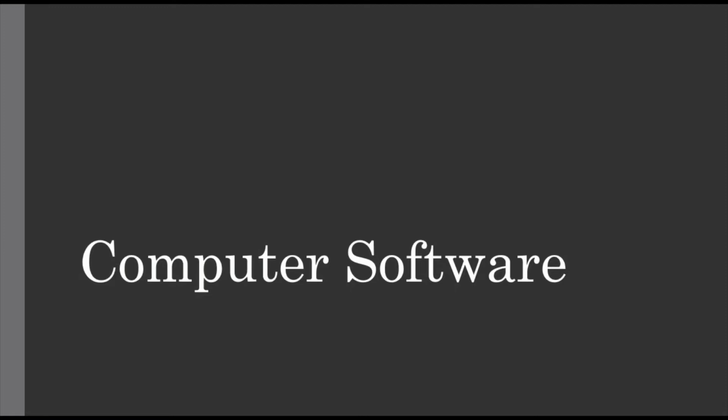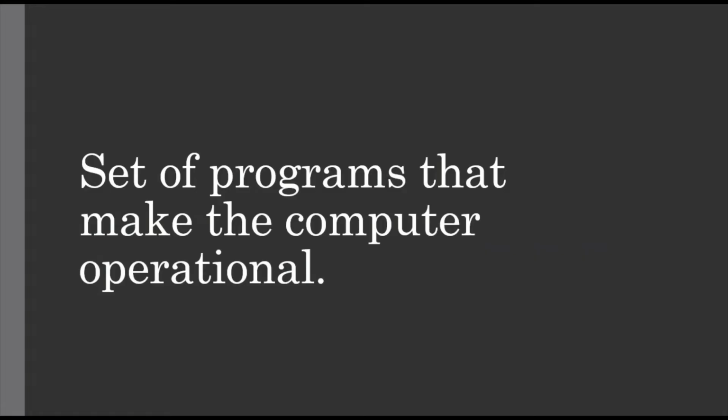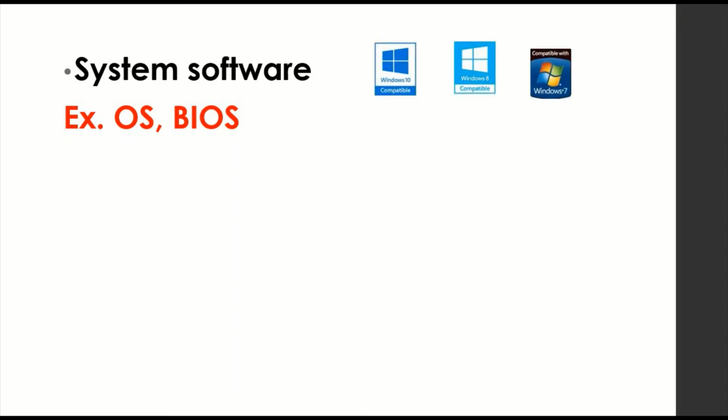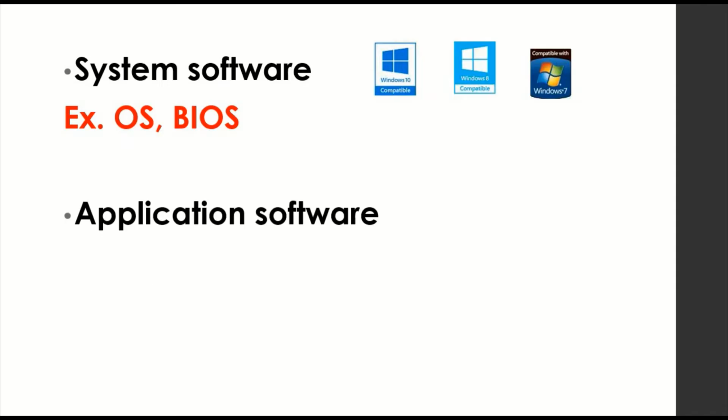So we go to computer software. This is the second main part of the computer. Software is a set of programs that make the computer functional. There are two types of computer software. There is what we call system software, which is the fundamental, very important one, which puts together the operating system and the BIOS. Examples of operating systems include Windows 10, Windows 8, and Windows 7.